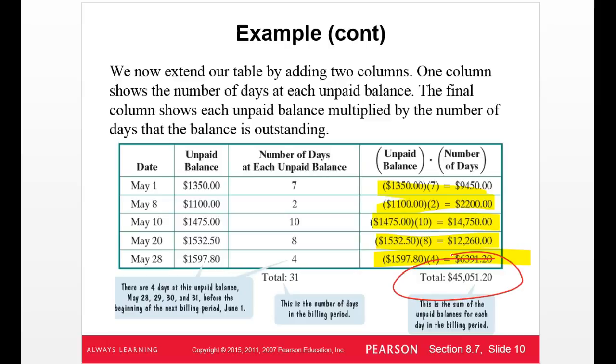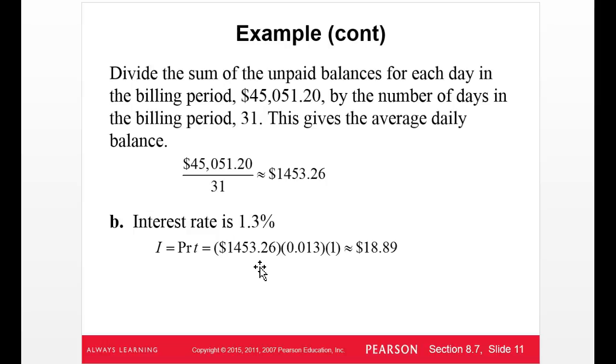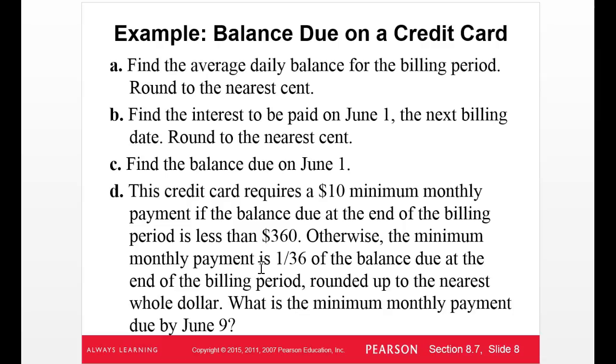45,051.20, and then we add up the number of days. We just add up this column. That's 31 days in May, and then we divide 45,051.20 by 31. That gives us an average daily balance of about $1,453.20.